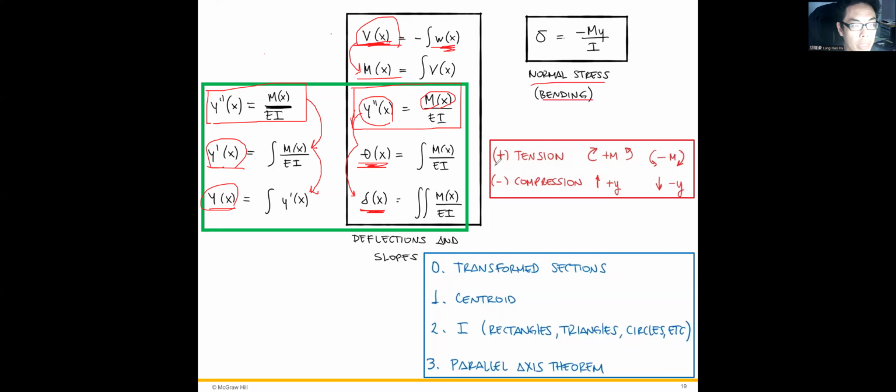So this is the sign convention for pure bending. The minus means compression. Next we're going to focus on what the transformed section should be, where the centroid of the beam or of the components is, what the second moment of the area is, and how to apply the parallel axis theorem.